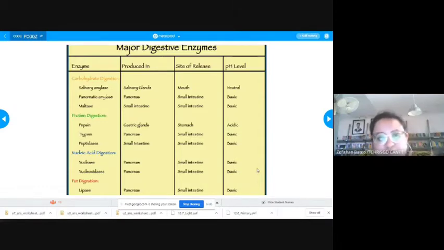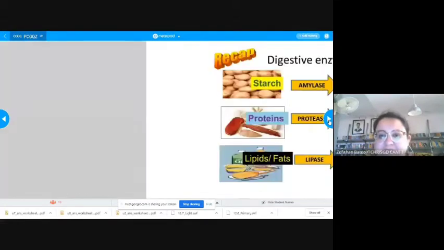Then you don't need to memorize the digestion of nucleic acids. Then we jump on to fat digestion. Fats are also called lipids, and the enzyme which helps in breaking down lipids is known as lipase. Again, lipase is produced by the pancreas and it is released in the small intestine.